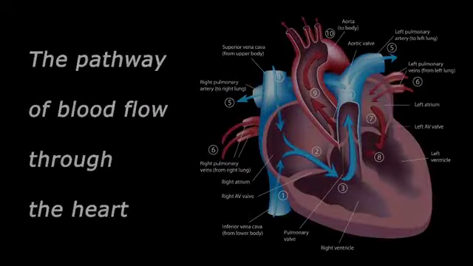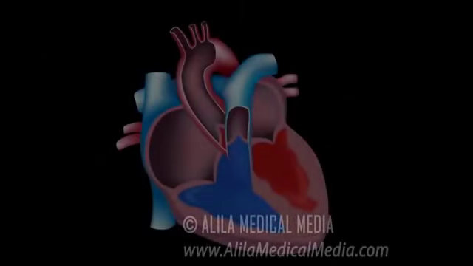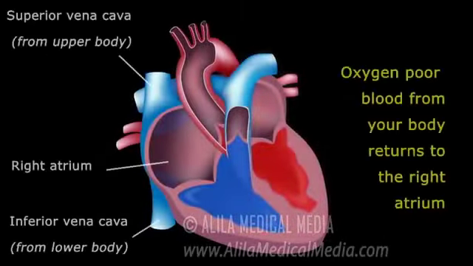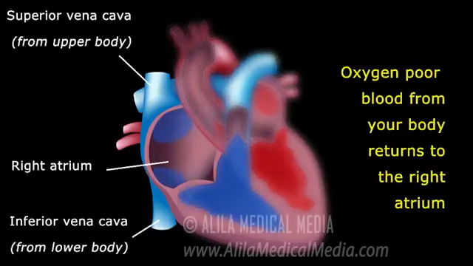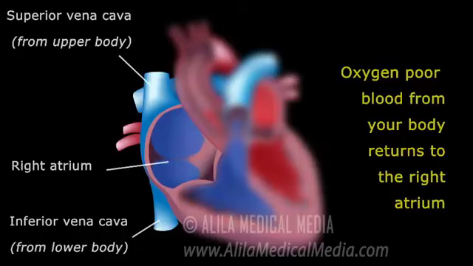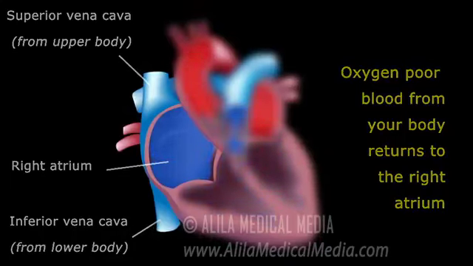The pathway of blood flows through the heart. Oxygen-poor blood from your body returns to the right atrium of the heart. Blood from your upper body returns through the superior vena cava. Blood from the lower body returns through the inferior vena cava.